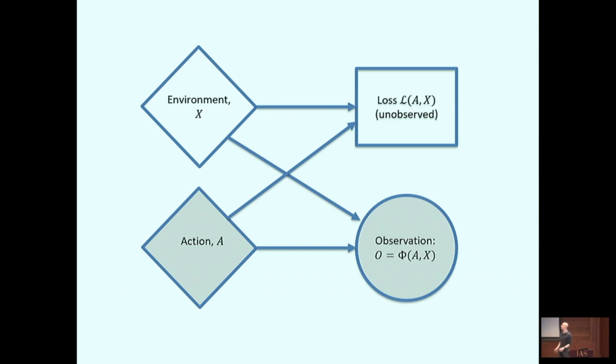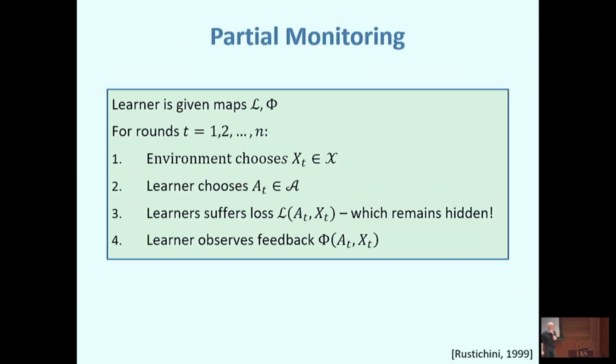So you can formalize this. There is an environment. The environment choices are X. There's an agent, and the agent's choices are actions, A, and there are observations and unobserved losses. And you can do this in a sequential fashion, so the learner or the agent is given these two maps, the loss map and observation map, and there are all these rounds, and the environment is going to choose the outcomes for the given round, and the learner chooses some action, and the learner suffers a loss. This remains hidden, and the learner observes the observation.